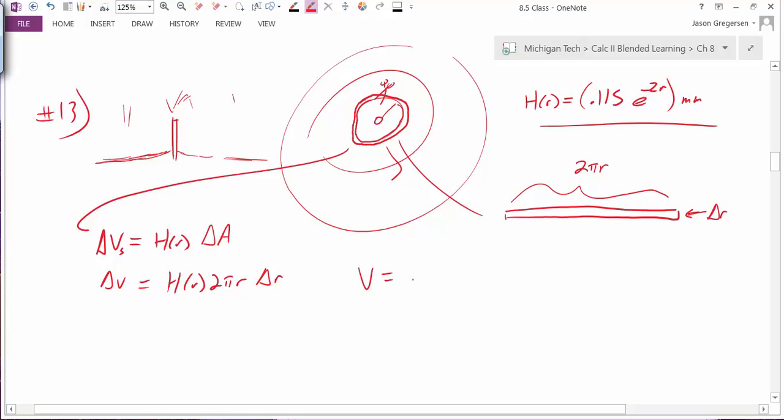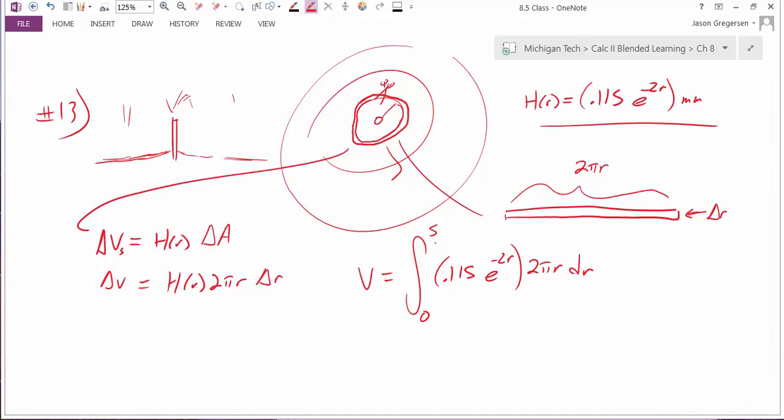Now I want to find the total volume. Total volume is the integral of all this stuff. So there's my h of r, 2 pi r dr, integrating from 0 out to 5 kilometers. And I just integrate this thing. Looks kind of ugly, but when you factor out the ugly constants, it's really like r times e to the negative 2r. That's going to be an integration by parts problem.